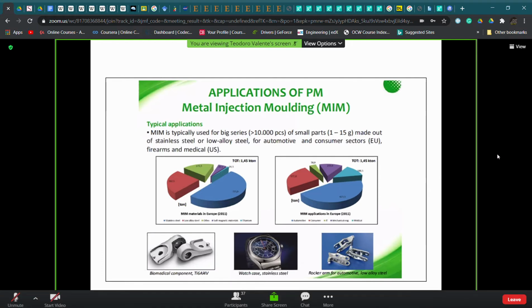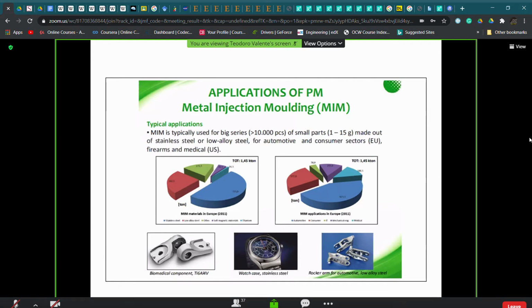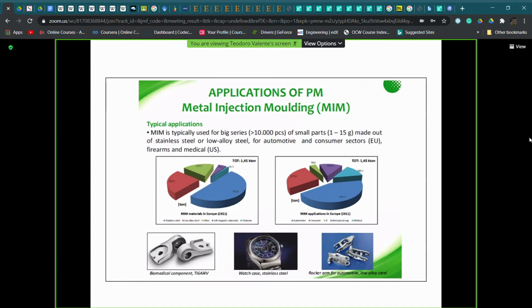So it can be used, and it is used for biomedical components, but at an overall level, look again, as in powder metallurgy generally speaking, as we have said before, iron-based, that is stainless steel or alloy steel, for the automotive sector are the driving market for this kind of technology.